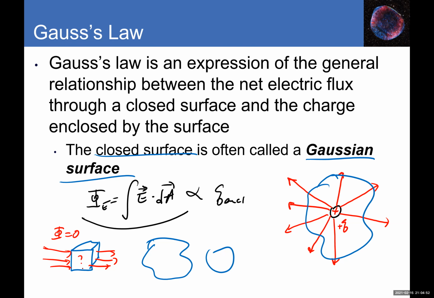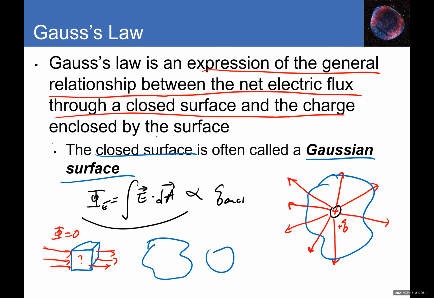But if there are charges inside my surface, then I can relate that to the electric flux, and I can use that to find the electric field at some point of interest. That's what Gauss's law does. It's an expression of the general relationship between net electric flux through a closed surface and the charges enclosed by the surface. All right.